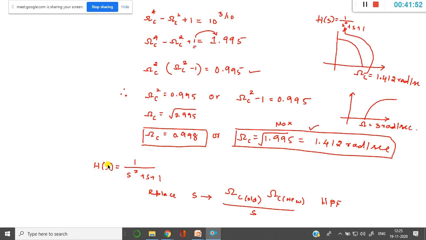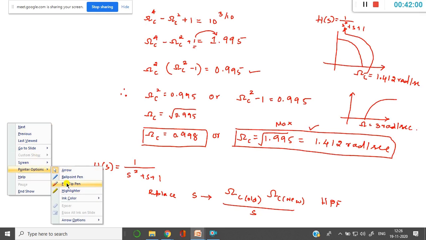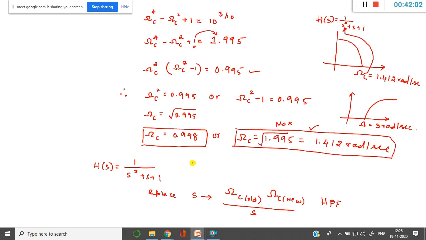So I have H of s equal to 1 by s square plus s plus 1. This is a given problem statement. So now convert this H of s transfer function. This is for low pass, that is given in my problem statement. Now convert this H of s to the HP of H of s, right? So how do we do it? Now replace from the table.